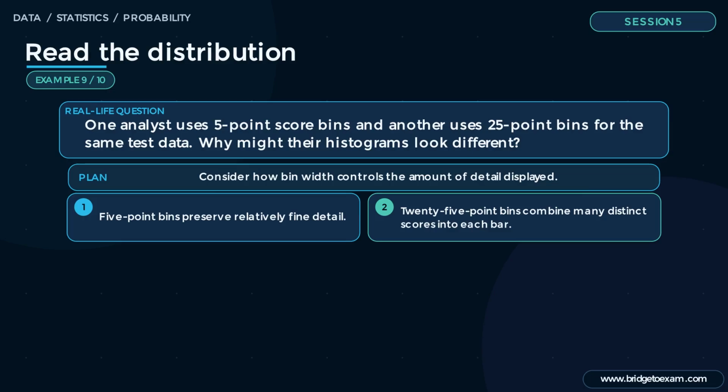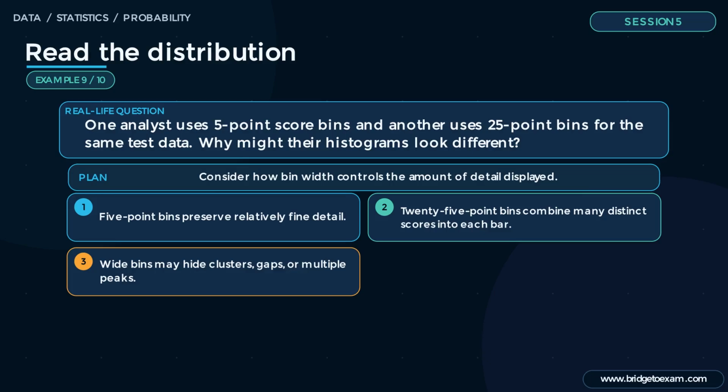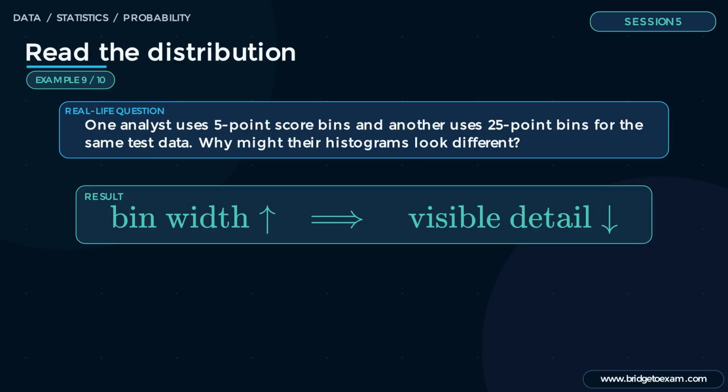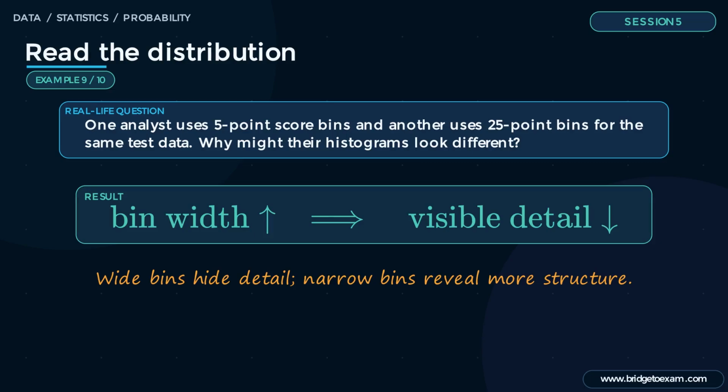Step 3. Wide bins may hide clusters, gaps, or multiple peaks. Step 4. Both displays can use the same data while emphasizing different structure. Quick check. A fair comparison should use consistent bin boundaries and widths. This matters in real life because education analysts choose bin widths that reveal patterns without making random noise look important.